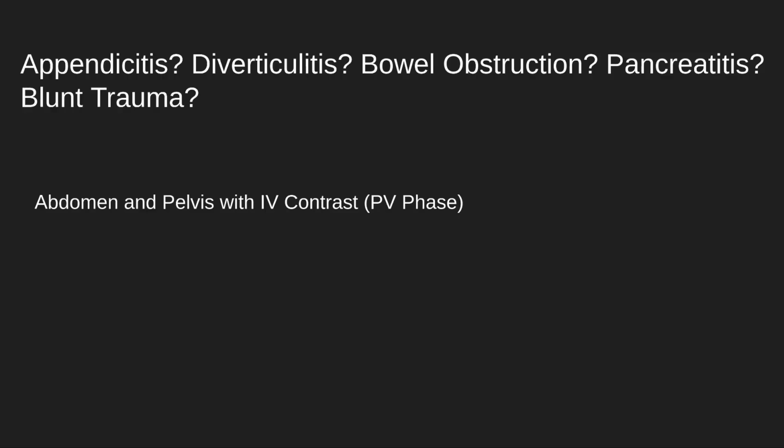Now, what about appendicitis? What about diverticulitis, suspected bowel obstruction, pancreatitis, blunt trauma? All of these are abdomen and pelvis with IV contrast portovenous phase. This is definitely what you order for all of these conditions, and they are by far the most common conditions in the ER, on call, especially for radiology residents. And what I mean by blunt trauma is blunt trauma to the spleen, for example, a specific region. So in any case, all of these cases have the same protocol: abdomen and pelvis CT with IV contrast, portovenous phase.